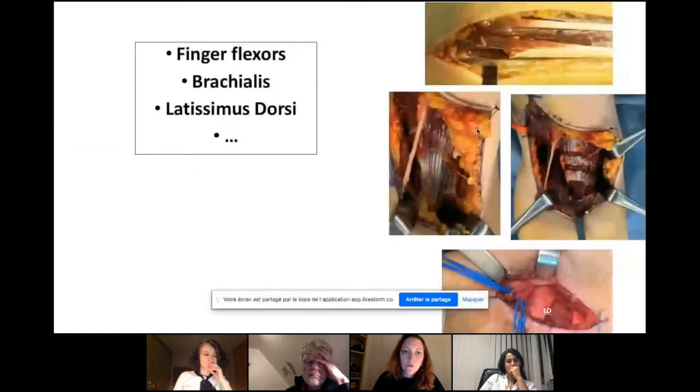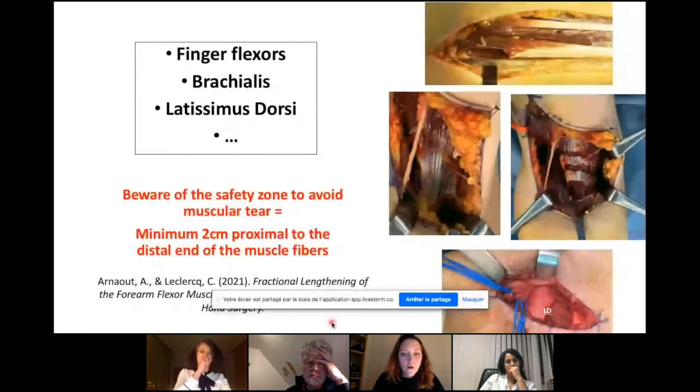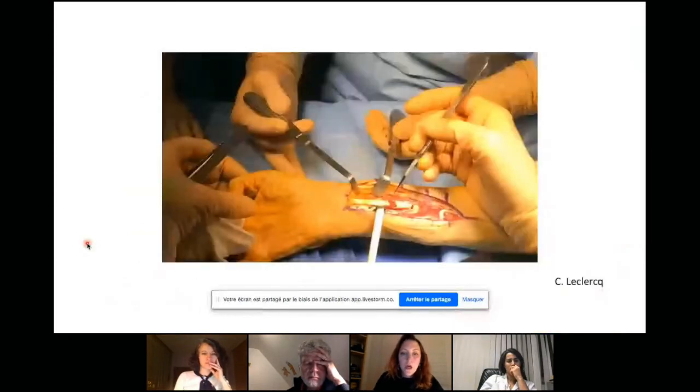Here are some examples of tendon being lengthened in the muscle. Here are the finger flexors, here the brachial muscle at the elbow, and here the latissimus dorsi at the shoulder. So beware of the safety zone to avoid muscular tear, which has been described in a beautiful article written by Alam Arnaout and Caroline Leclercq this year. We have to respect a minimum of 2 centimeters proximal to the distal end of the muscle fibers.